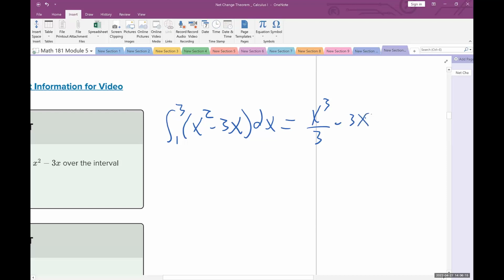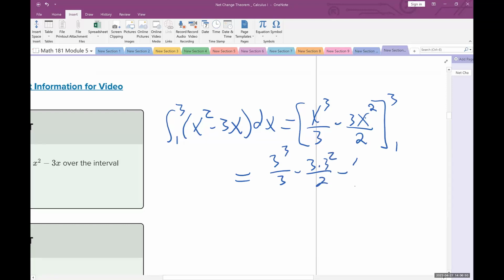So 3x to the 1, we're going to add 1 to the power, which gives 2, and divide by that power, 2. We're going to evaluate it from 1 to 3. Are we all at the same point with x cubed over 3 minus 3x squared over 2? Okay. Now we're going to plug in the limits of integration. So it's 3 cubed over 3 minus 3 times 3 squared over 2, minus the quantity 1 cubed over 3 minus 3 times 1 squared over 2.